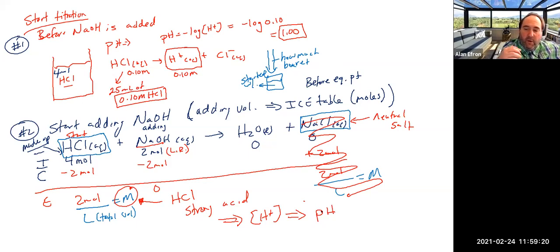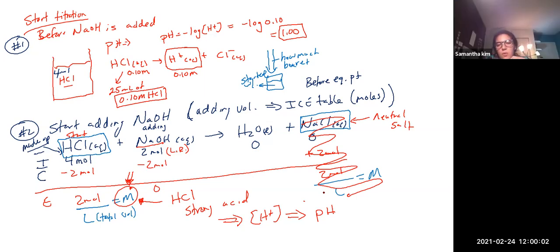Any questions? Once you start your titration, and this goes all the way up until you reach the equivalence point, you need to do at least one ICE table. That ICE table does need to be done in moles because we are adding volume. The purpose of the ICE table is to figure out the new concentration of our strong acid. Because it's a strong acid, you will then have the H plus concentration, and that will allow you to go right into the pH equation and calculate the pH of that solution at that point. Any questions on any part of that?